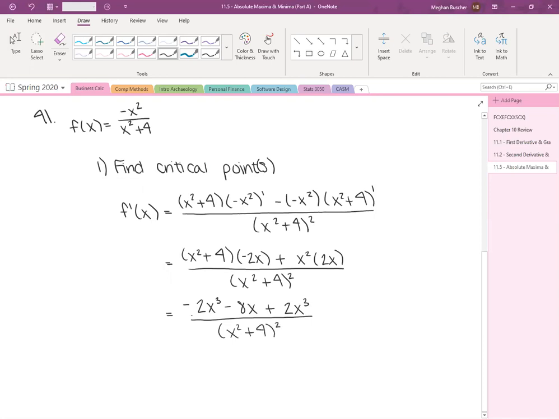We can already see up in this numerator that these two will cancel out. So that leaves us a pretty nice derivative to work with. Okay, so we have our first derivative. That's step 1A, we'll say, of finding critical points. Now, what do we do with this first derivative to find our critical points?